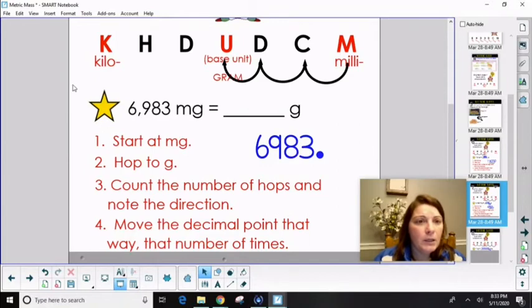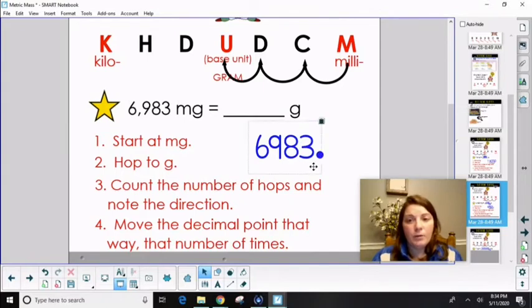So I'm taking my decimal point. Wait a minute. 6,983 didn't have a decimal point written. This is a comma. That's used to separate the periods of numbers. So the decimal point lives where? At the end. Okay, so next to that ones place on the end. So that's why I put this big blue decimal point right here, because that's where it really was. It was just hiding. So I need to take that decimal point and move 3 to the left.